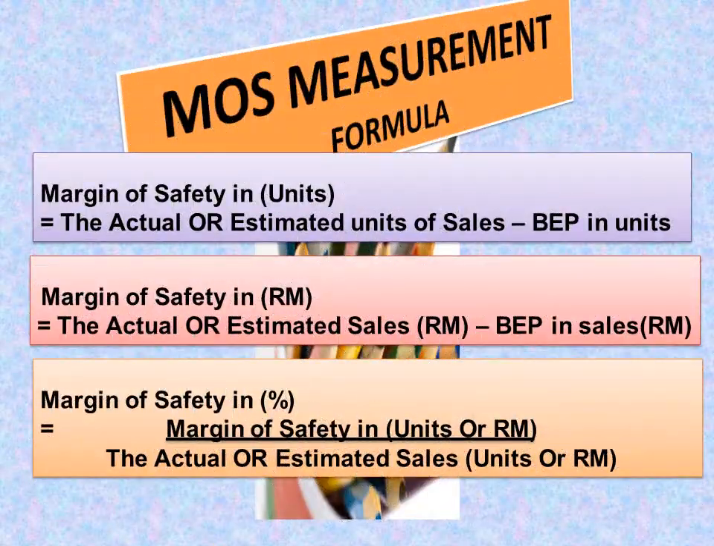How to measure margin of safety. The margin of safety may also be stated in terms of units, in ringgit Malaysia or in percentage. 1. Margin of safety in units equals the actual or estimated units of sales minus break-even point in units. 2. Margin of safety in ringgit Malaysia equals the actual or estimated sales in ringgit Malaysia minus break-even point in sales ringgit Malaysia. 3. Margin of safety in percent equals margin of safety in units or ringgit Malaysia divided by the actual or estimated sales units or ringgit Malaysia.